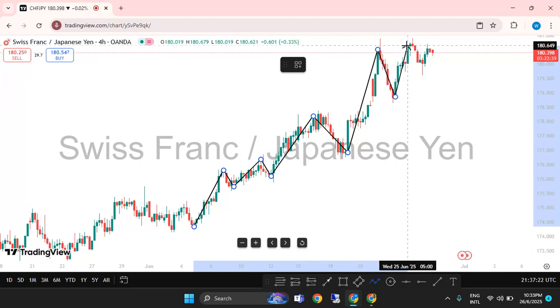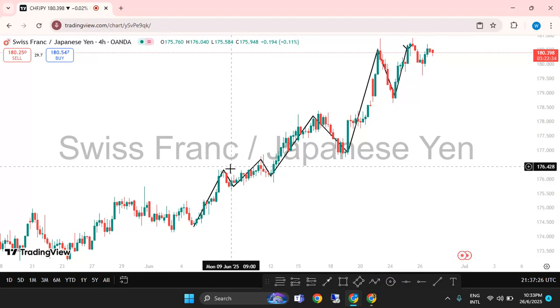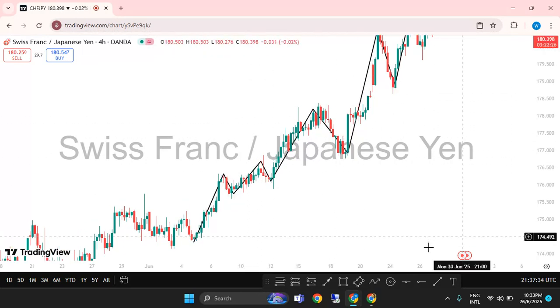Now if you look closely, you will notice something from here. This pullback that took place here is a major one. They are not the real pullback. This is the real pullback that took place here. What do I mean by real pullback?